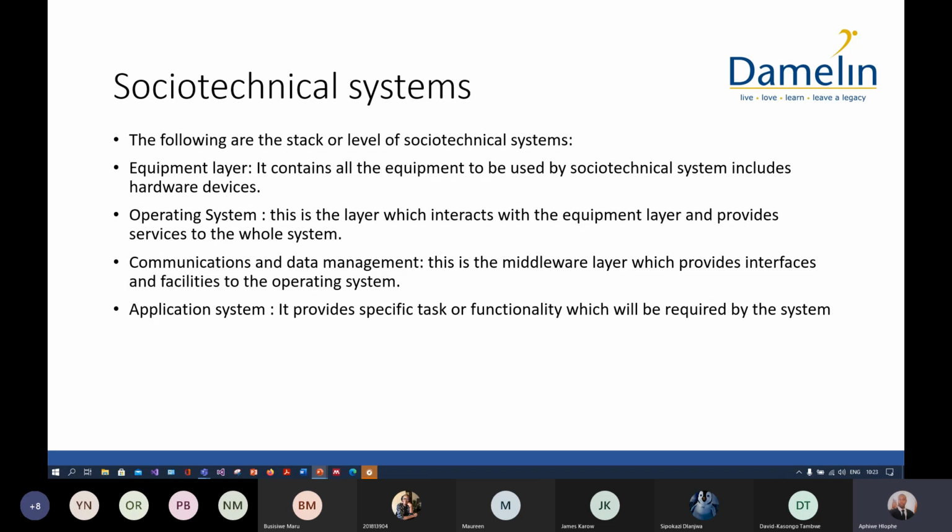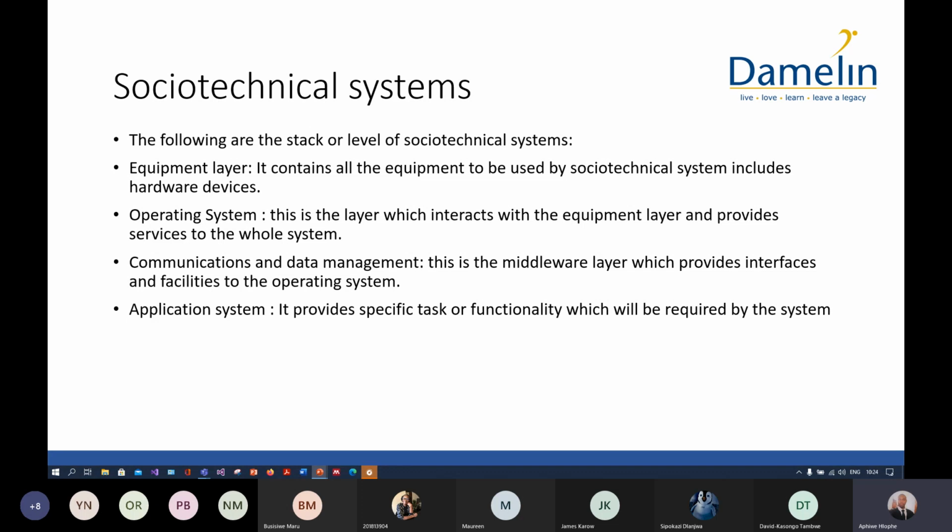We have to have people that are well educated in terms of how to use the system and understand the system well, not people who resist the system and so forth. And also on the technology side of things, you have to be up to date. Your infrastructure has to be up to date. So it consists of obviously multiple layers, which are the equipment layer, the operating system layer, the communications and data management layer, and also the application layer.